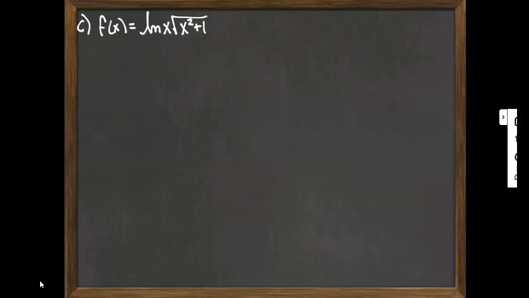Okay, let's consider this problem here. ln of x square root of x squared plus 1. So it's ln of all that stuff. All that stuff's inside the natural log. So I'm going to do this problem two ways.